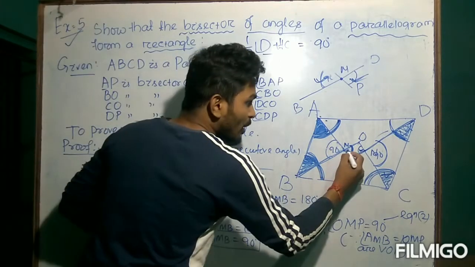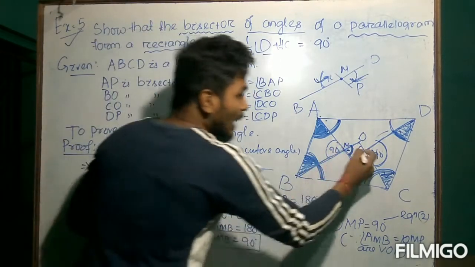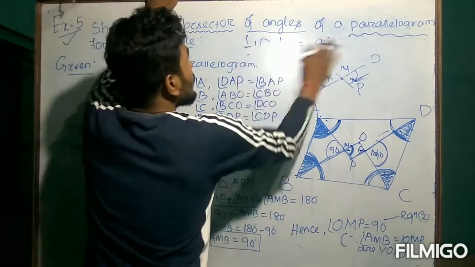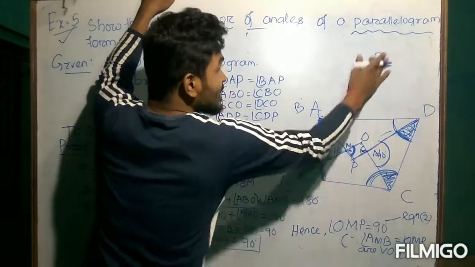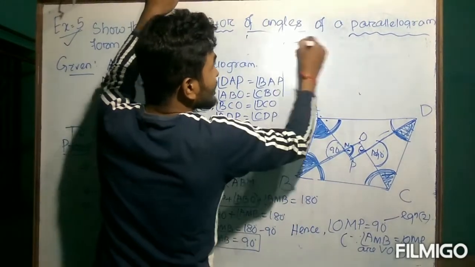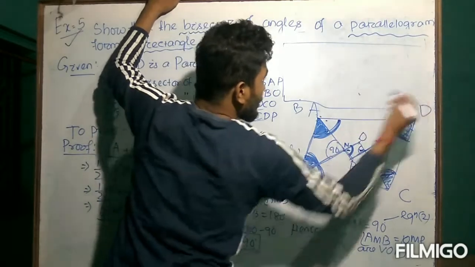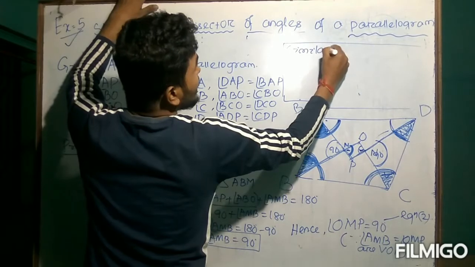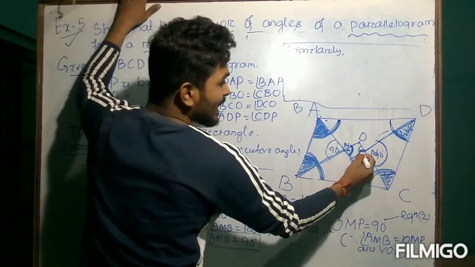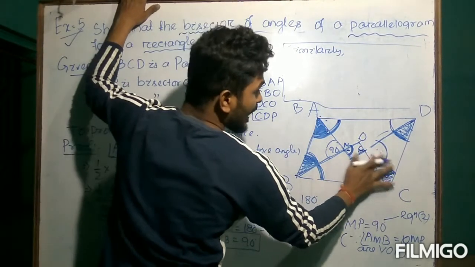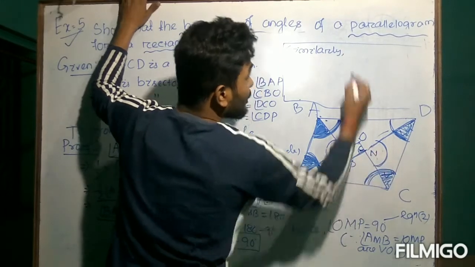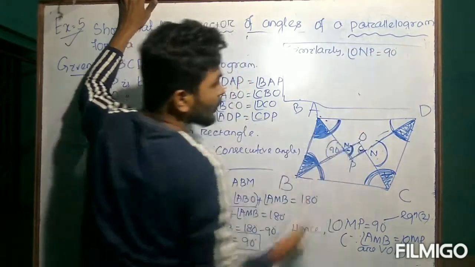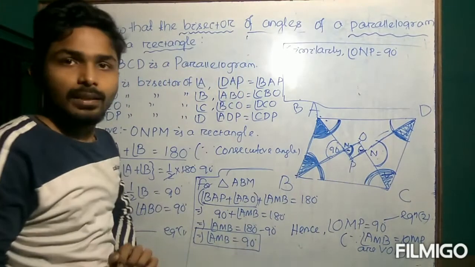Okay. Initially we have found that this angle is 90 degrees. Now we have found that this angle is 90 degrees. So you can write it. So after writing this, we have to write here, there is no space, so I write here. Similarly, okay, this angle O, this is N, right? This is N. ONP is equal to 90 degrees. Okay, angle ONP is 90 degrees.